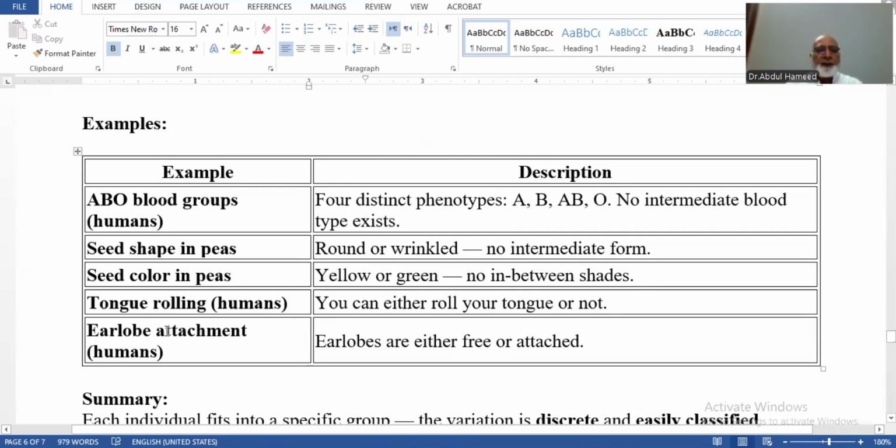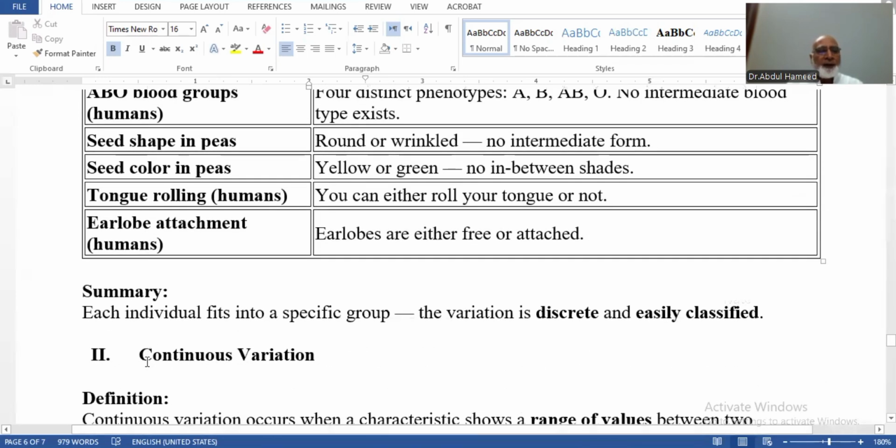So there may be data given in our exam, and we are supposed to write down the answer to the given question. Earlobe attachment in humans: earlobes are either free or attached, no intermediate.